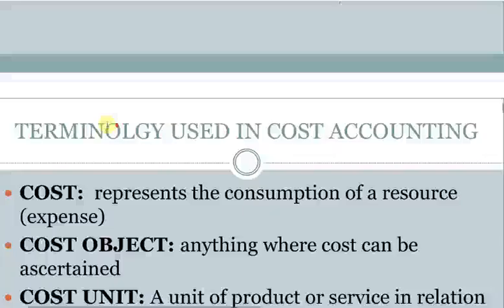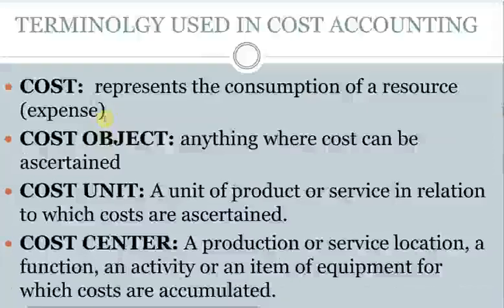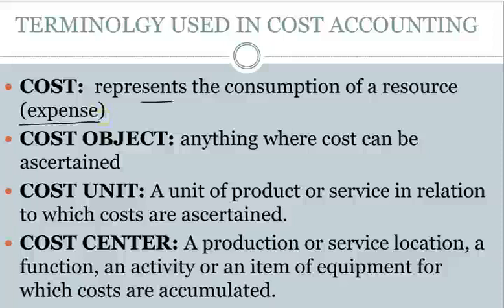So let us look at some terminologies that will be used in cost accounting. We need to be familiar with them. So we'll look at the term cost. What is a cost? So a cost, another name is expenses, right? Expense. So a cost represents consumption of resources. So the moment we are consuming a resource, it's like we are incurring a cost. So it represents consumption of a resource.